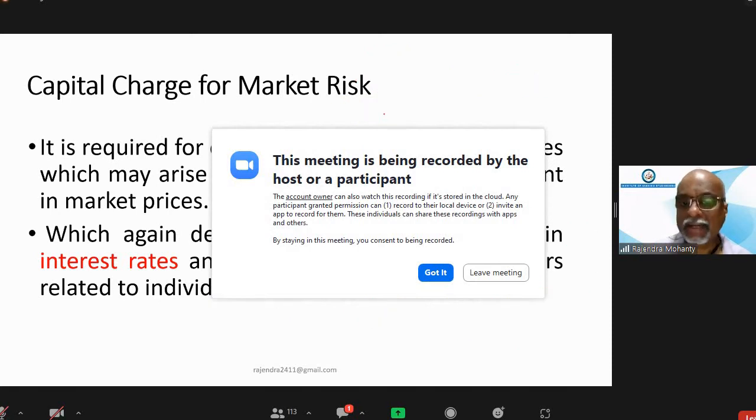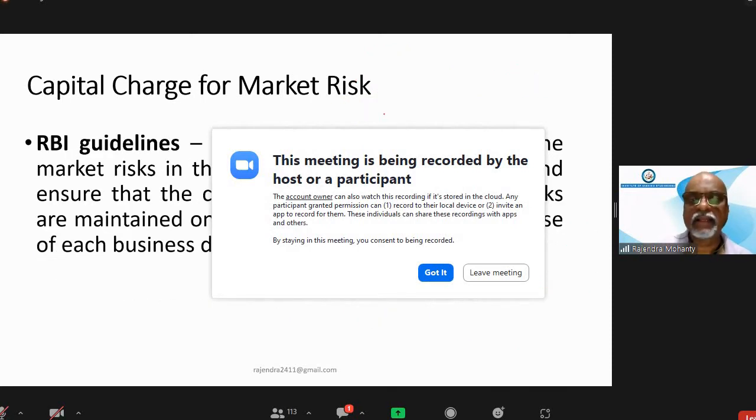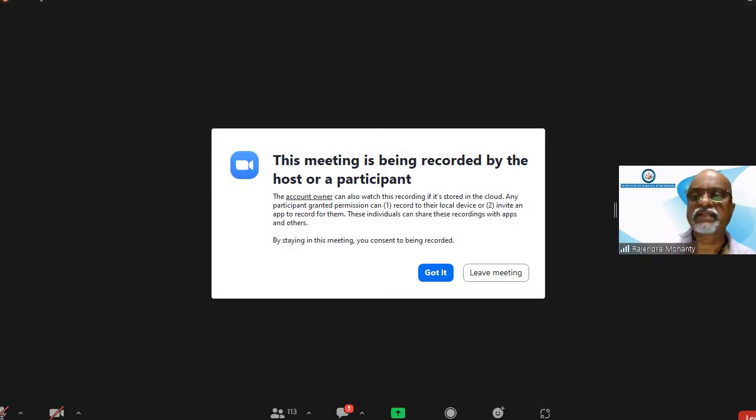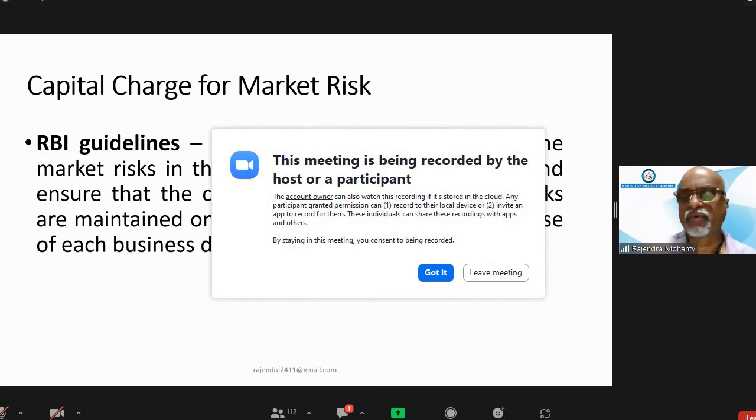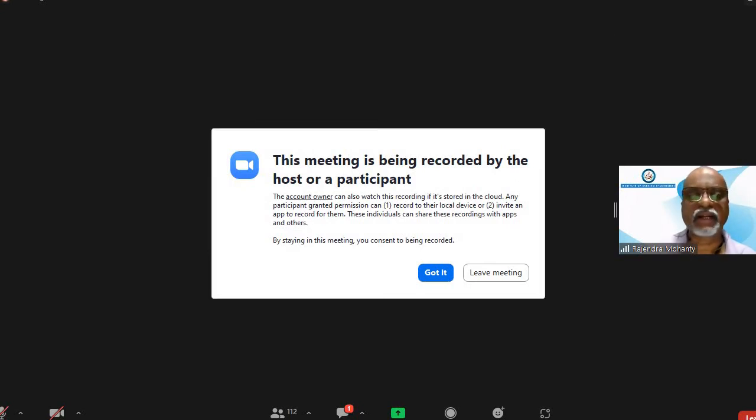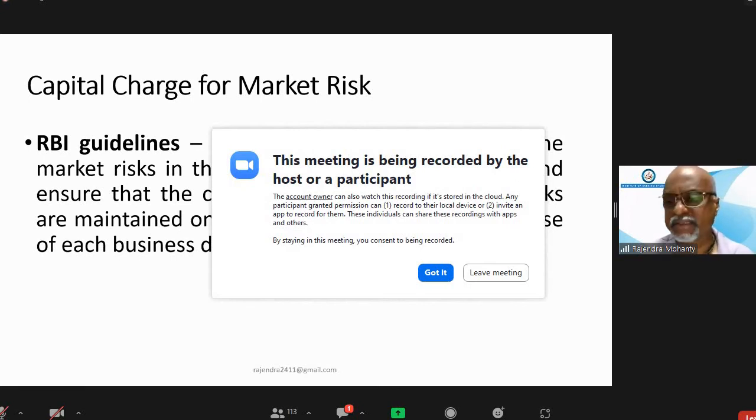Okay, now what are they called? Basically, as I have already told you, banks are required to manage the market risk in the book on an ongoing basis and ensure that the capital required for market risks is maintained on a continuous basis. That is, at the close of each business day, the same mark-to-market concept has to be followed for calculation of market risk.